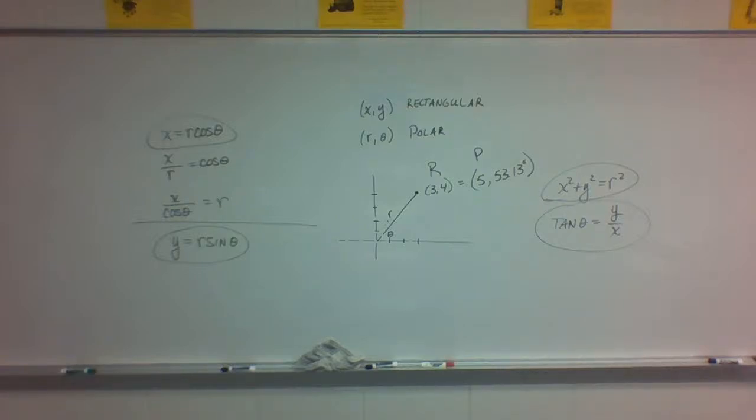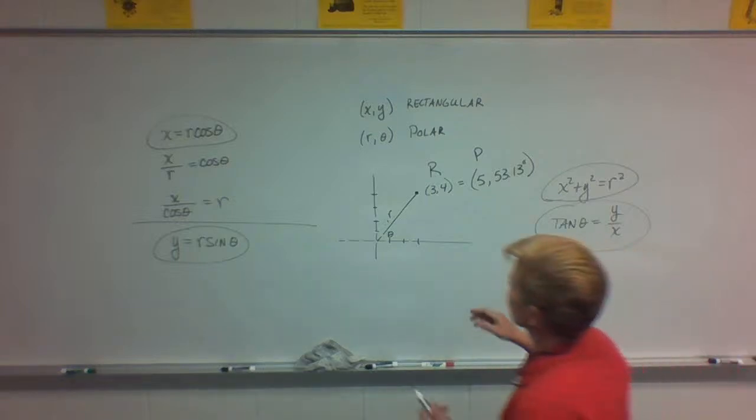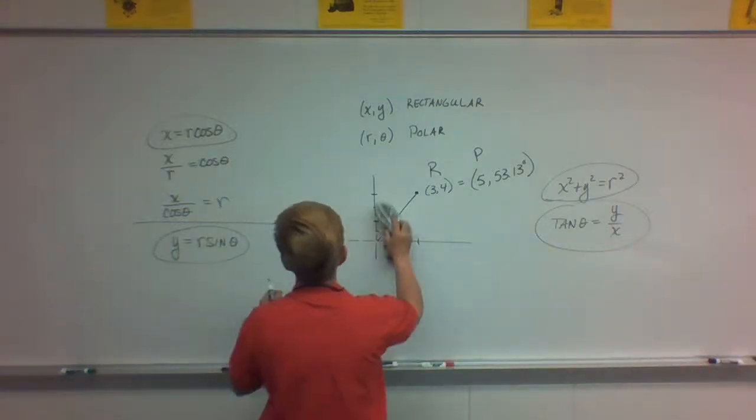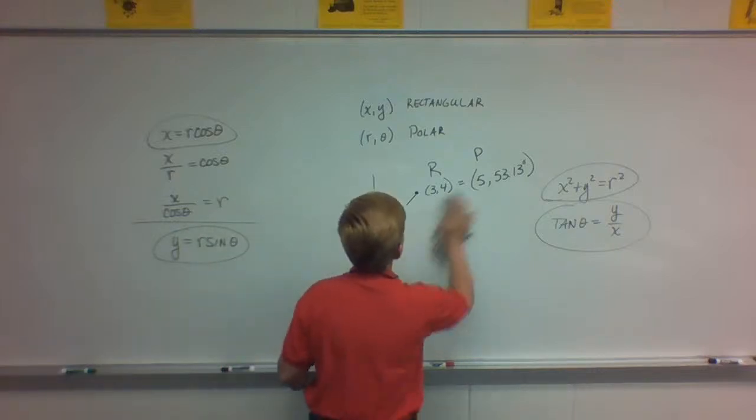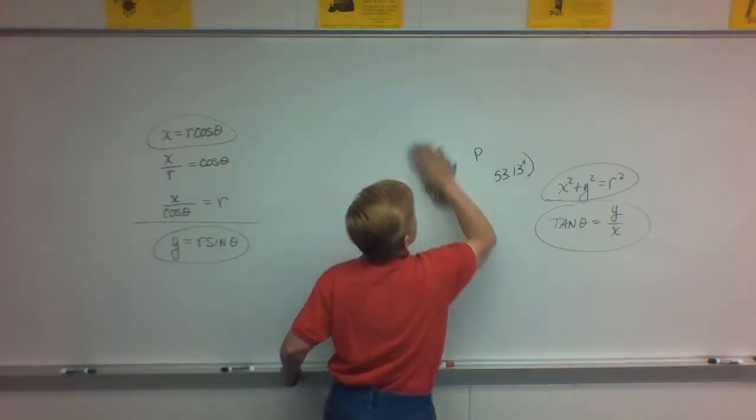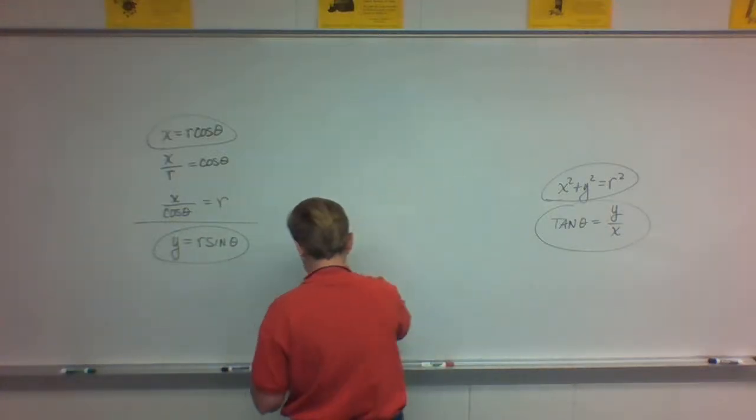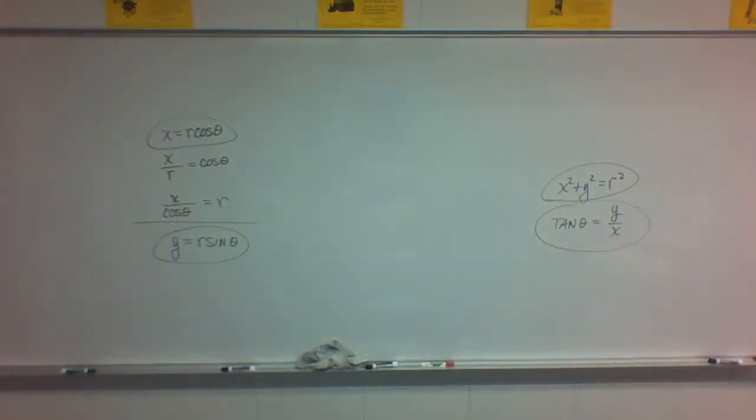It says find the rectangular coordinates of the points with the given polar coordinates. So we got polars. We're going to try to use these circled conversion factors. I'll leave them up here. We're going to try to use those to find the rectangular form of this polar point. Polar point is 3 and 5 pi 6.